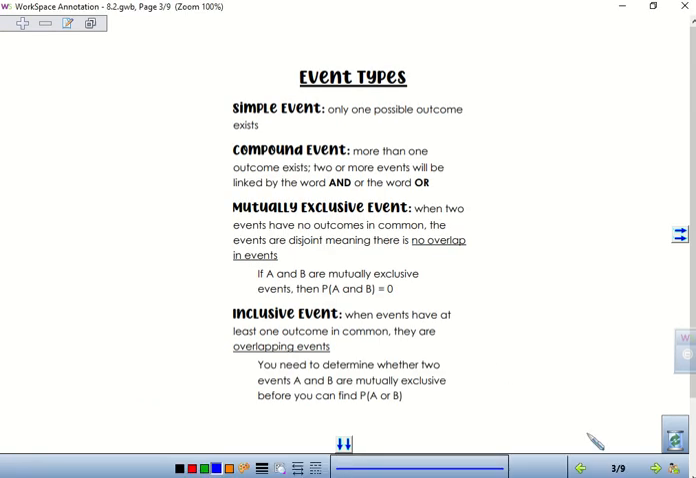So there are several different types of events. There's a simple event where only one possible outcome exists. There's a compound event, which is more than one outcome exists. 2 or more events will be linked by the word and or or. So it's very important that we know the difference between and or or, because they mean very different things in probability.